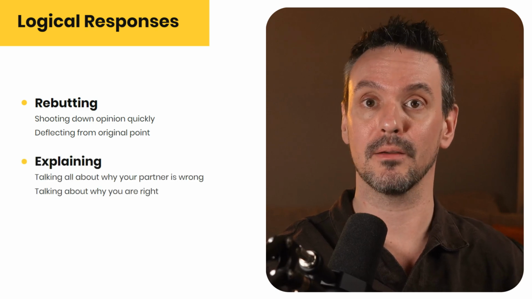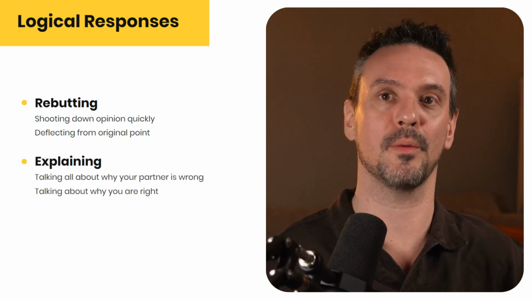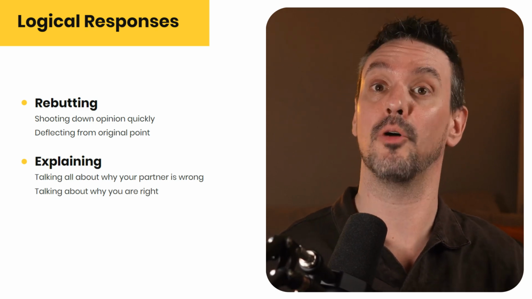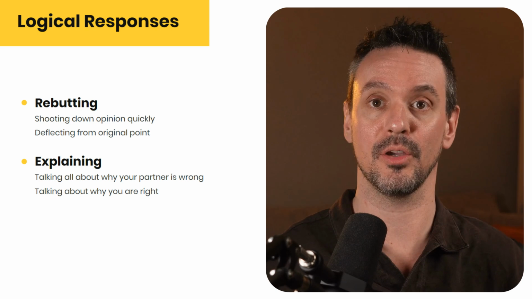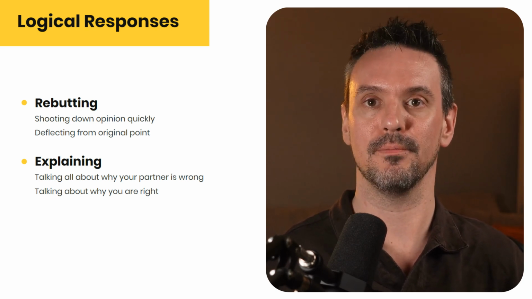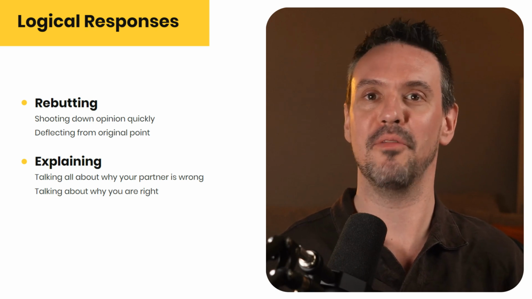Then there's explaining, which is using all of your words to talk about why your partner's wrong or why your point is right. And again, this is a very active form of resistance to your partner's ideas. You're using even more logic. You're doubling down on the idea that this is a logical discussion. You're giving a lecture to an audience who are there to talk about something else.